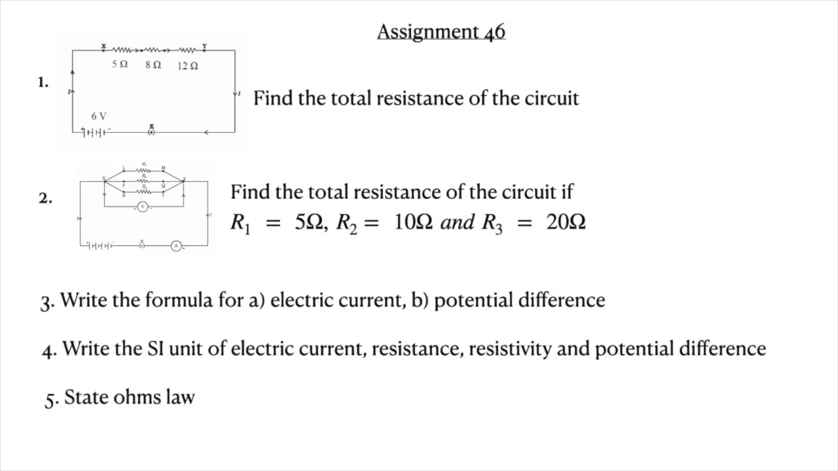The third question is very simple. Write the formula for electric current. The second one is potential difference. First 2 formulas. The fourth one is, write the SI unit of electric current, resistance, resistivity and potential difference. The fifth one is the very famous law, state Ohm's law. You have to state Ohm's law.